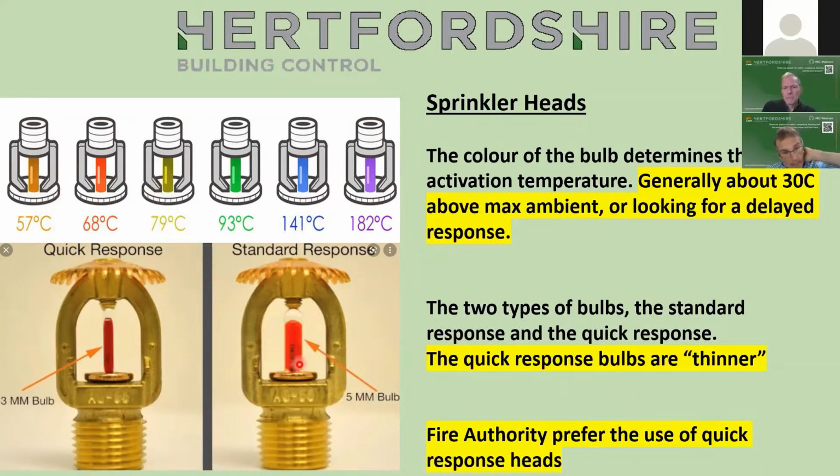As promised, these are the 2 different response bulbs. That's the standard response bulb. It's a chubby little thing. And there it is there, it's 5 millimeters. And there's the quick response, which is considerably thinner. And you will be able to see that quite easily just by looking at it. By inspection, and the fire authority obviously prefer the quick response heads. It crops up regularly on the fire officer's reports.